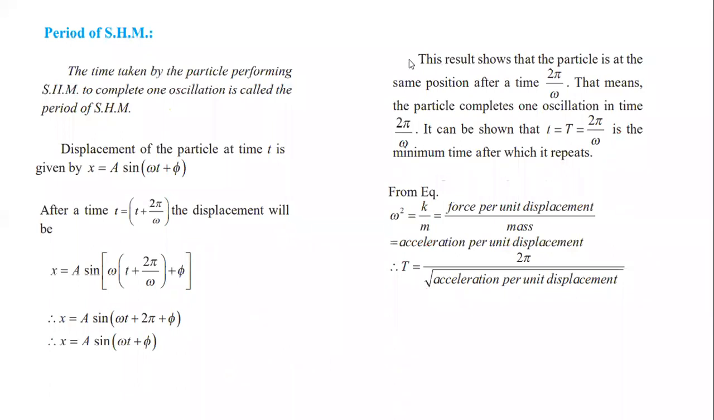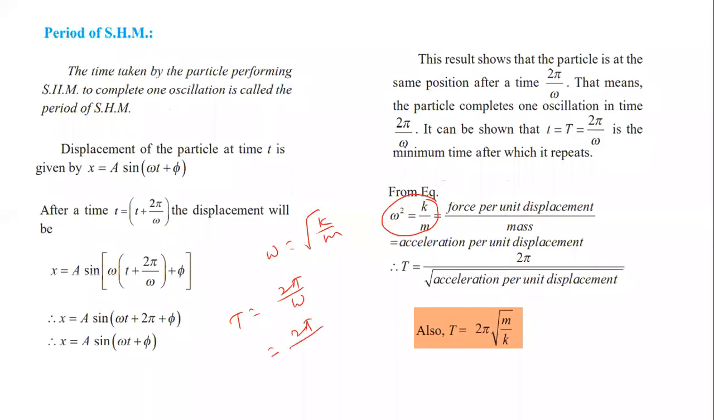So this is the expression for period. In a problem we have to use these formulas. Also, as omega square is k by m, omega is root k by m. So the period is 2 pi by omega; if I substitute omega, we get 2 pi upon under root k by m, or we can write 2 pi under root m by k, is the formula of period.